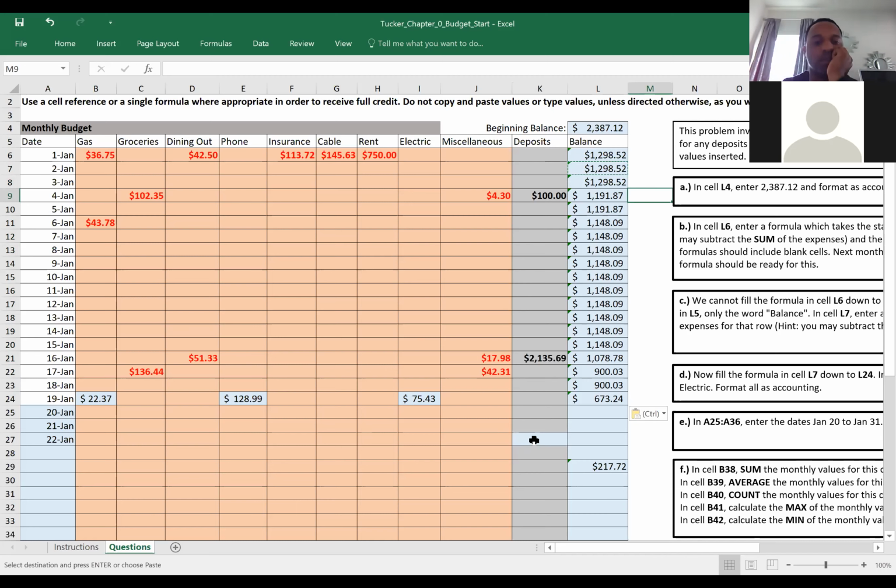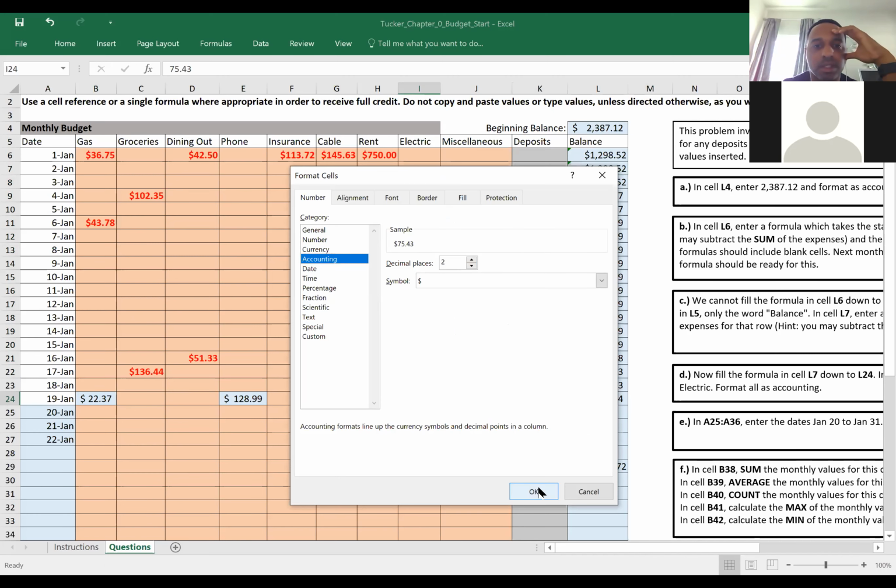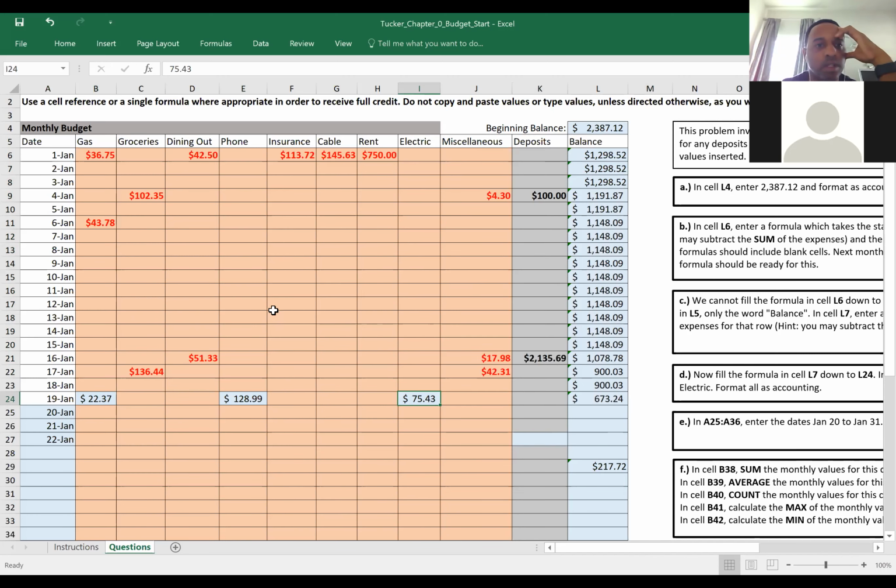So that should be straight. That's what we talked about. We did that. These were values we had to plug in, and then once again, formatting: right click, format cells, turn it to accounting. And that is it.